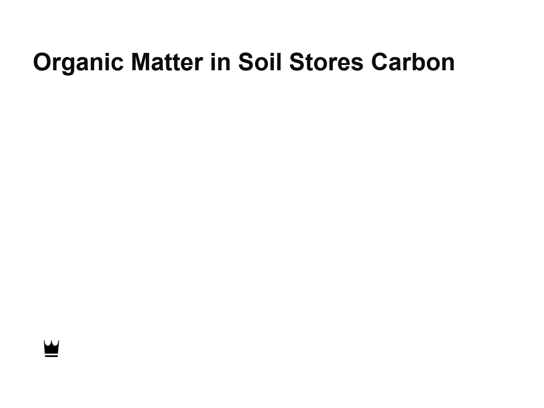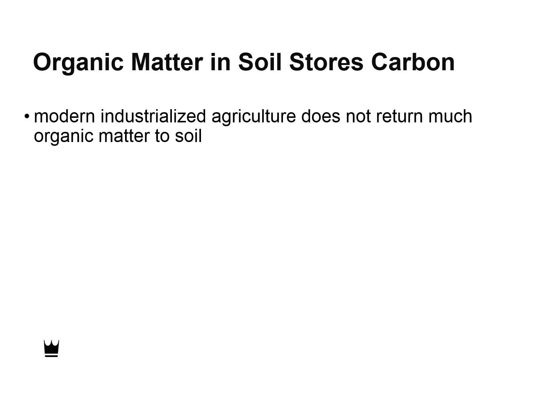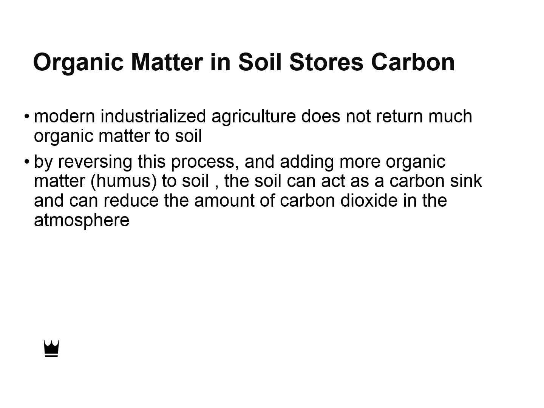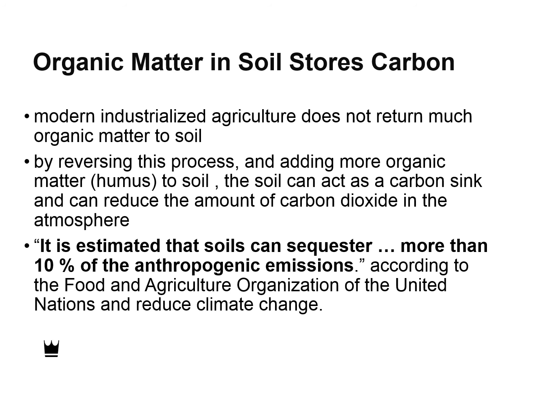Organic matter in soil stores carbon. Modern industrialized agriculture does not return much organic matter to the soil, and soils around the world have been degraded. By reversing this process and adding more organic matter to soil, the soil can act as a carbon sink. It can store huge amounts of carbon and can reduce the amount of carbon dioxide in the atmosphere. It's estimated that soils can sequester more than 10% of the anthropogenic emissions, according to the Food and Agriculture Organization of the United Nations, and have a real impact on reducing climate change.